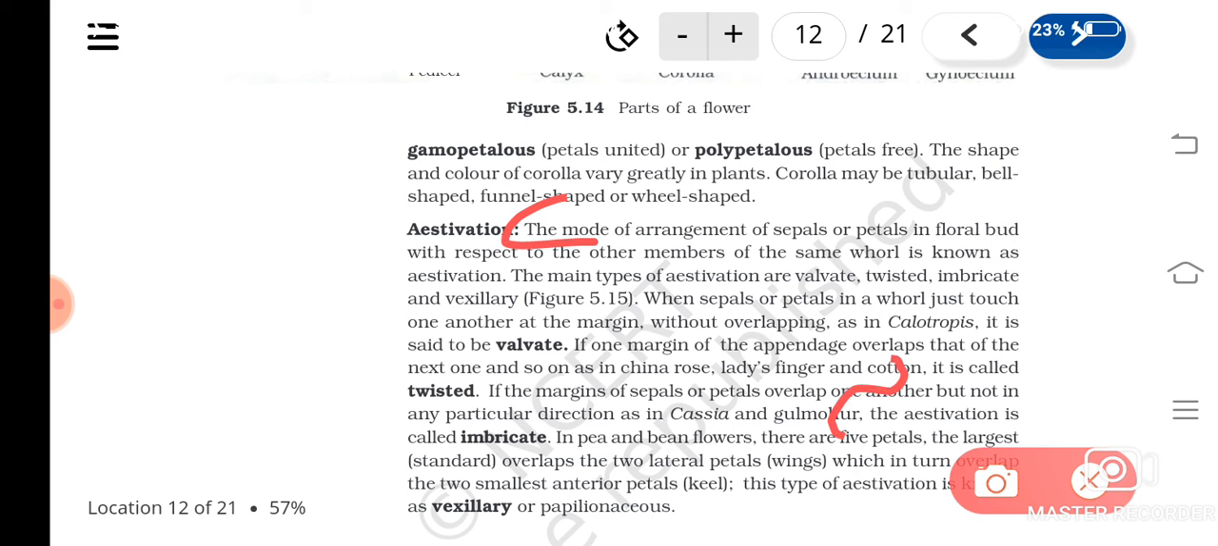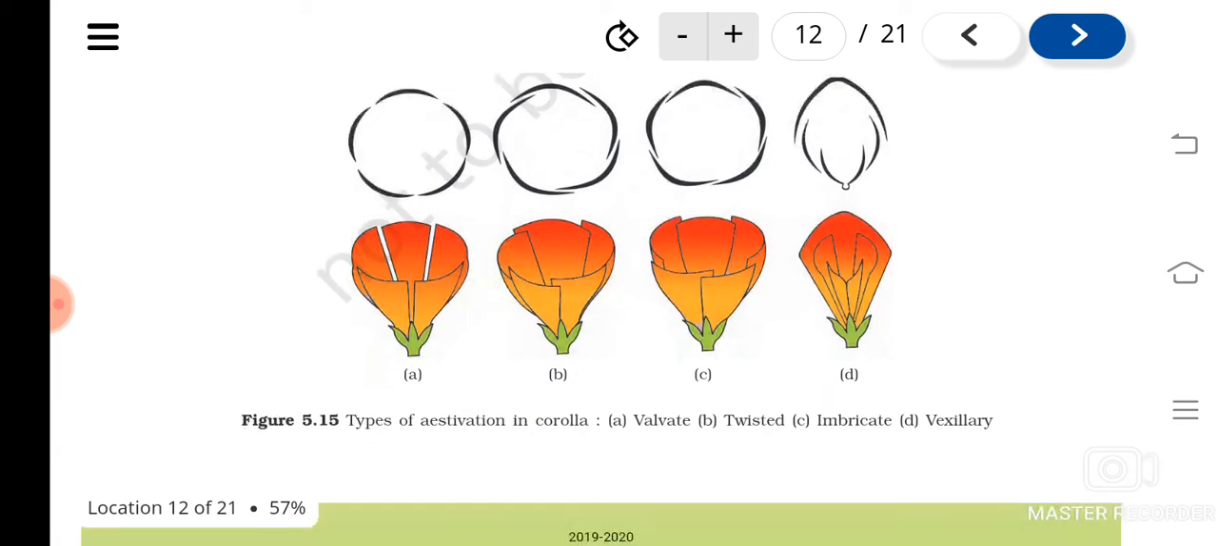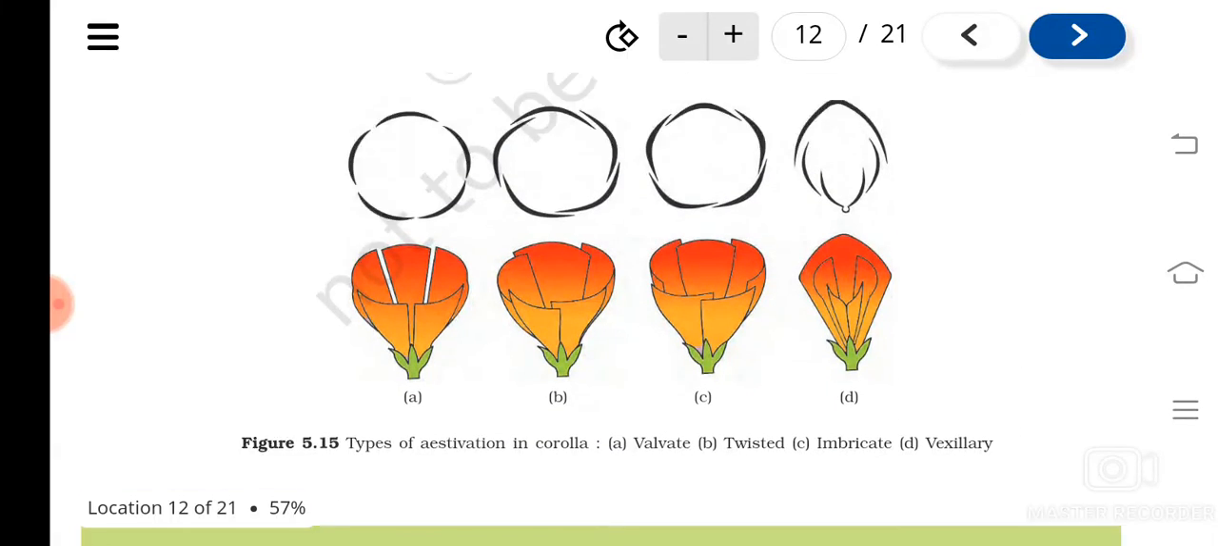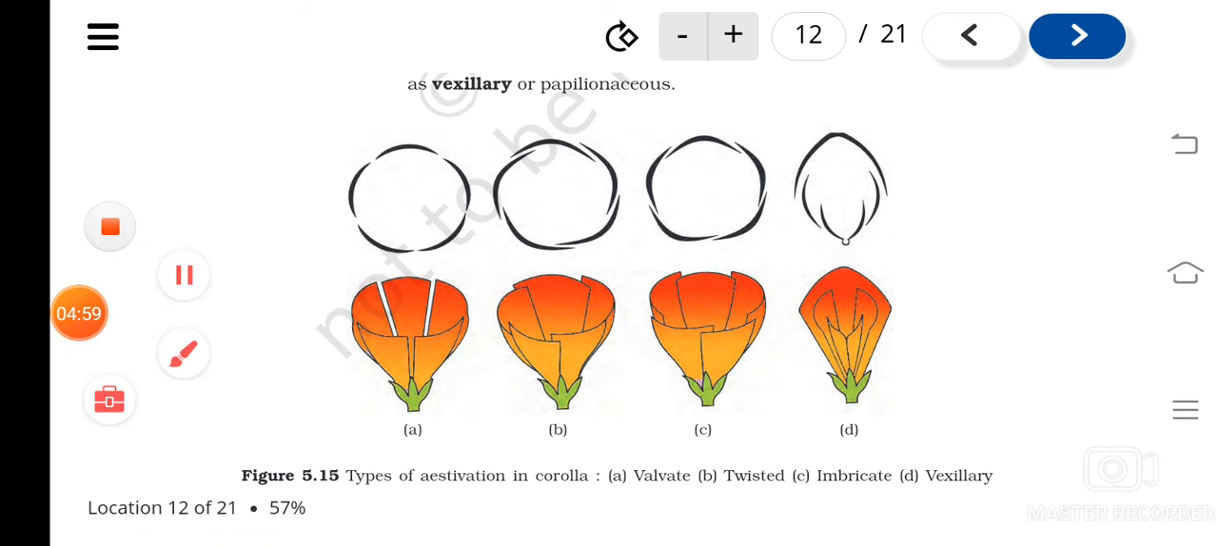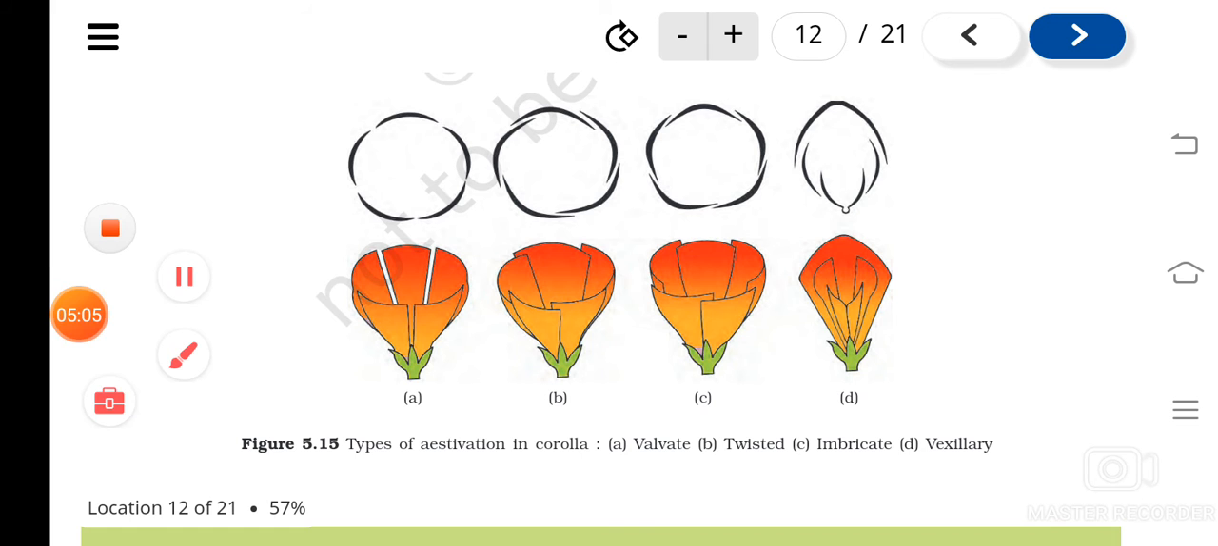Understood? So in calotropis, you can see that it is having valvate estivation. So you can see here from the diagram you can understand. In valvate estivation you cannot see any overlapping. The adjacent petals are placed very near to each other, isn't it?